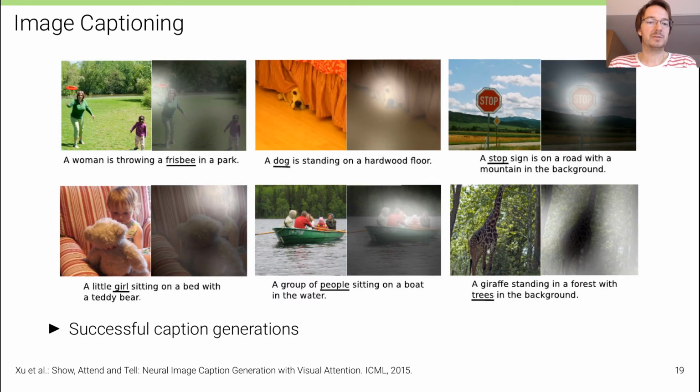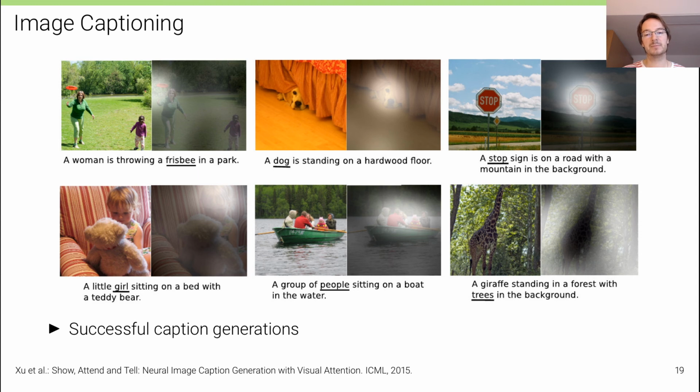So here are some results of the model. In the first example here, we show some successful image captions. For instance, a woman is throwing a frisbee in a park. And if we look at the attention map of frisbee, we can see that it successfully recognizes the frisbee. Or a stop sign is on a road with a mountain in the background. And if we look at stop, then we see the attention map indicates that the model looked at the stop sign. So these results are quite impressive.